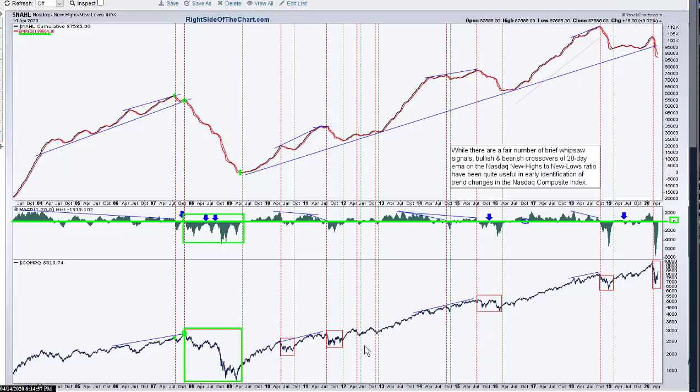So that's where we're at now. Keep in mind, we've been in a bull market since, so you're going to see whipsaws, but it did capture a lot of the corrections.